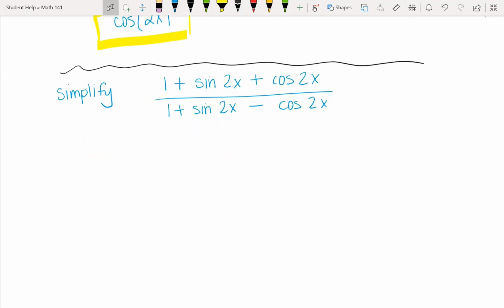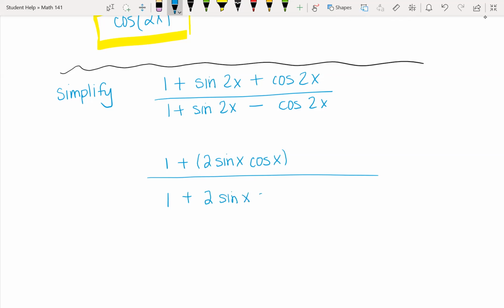For the first part, I'll leave the ones as they are, but I'm going to make an exchange for sine of 2x. Instead, I'll use the double angle and call it 2 sine of x cosine of x. Do that for both the top and the bottom: 2 sine of x cosine of x. So I've just dealt with this part here and this part here.